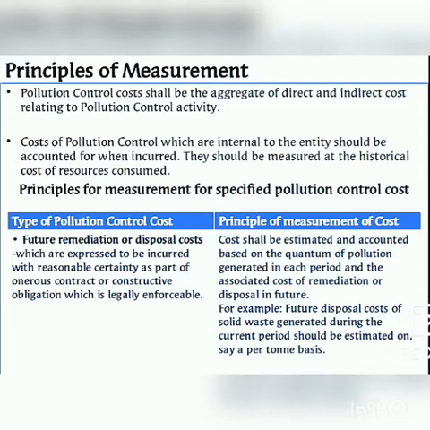Under CAS 14 Pollution Control Cost, my part is Principles of Measurement. In that, the first point is that pollution control cost shall be the aggregate of direct and indirect cost relating to pollution control activity. Whatever activities we conduct to control the pollution, like sanitary landfills, emission control systems for automobiles, sedimentation tanks in sewage systems, electrostatic precipitation of impurities from industrial gas. These are the activities to control the pollution.